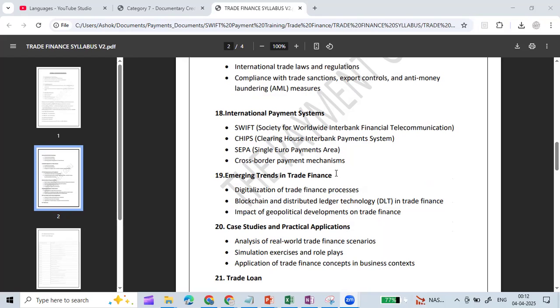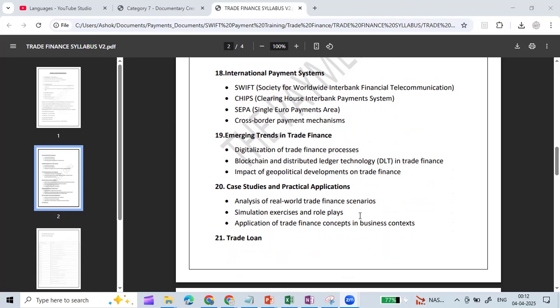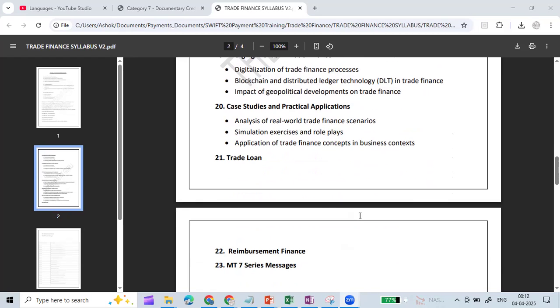So emerging trends in trade finance will also be covered, which will cover digitization of the trade finance processes, blockchain and distributed ledger technology, impact of geopolitical developments on trade finance, case studies and practical applications, which includes analysis of real world trade finance scenarios, simulation exercises and role plays, application of trade finance concepts in business context.